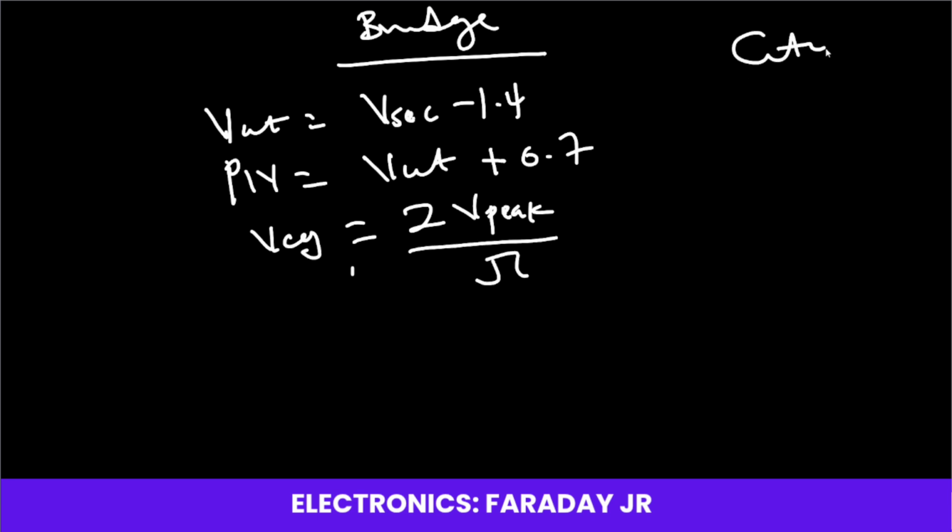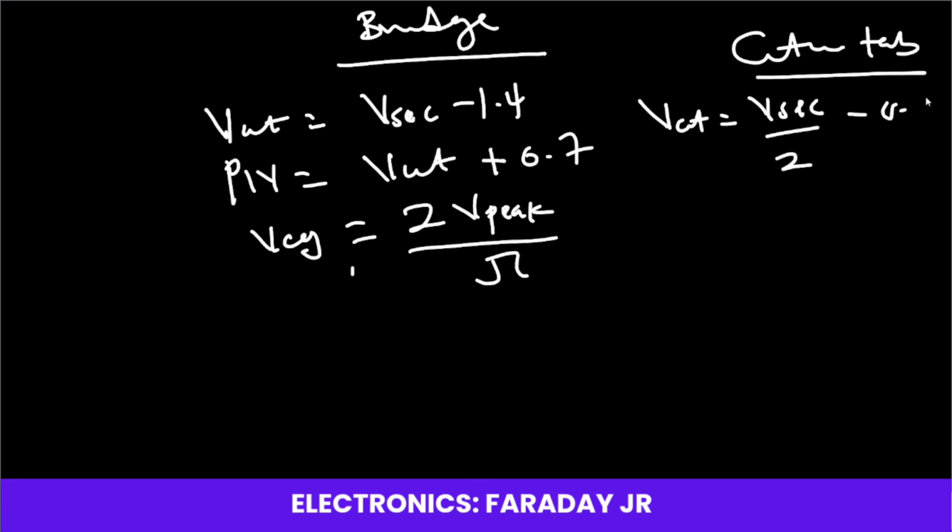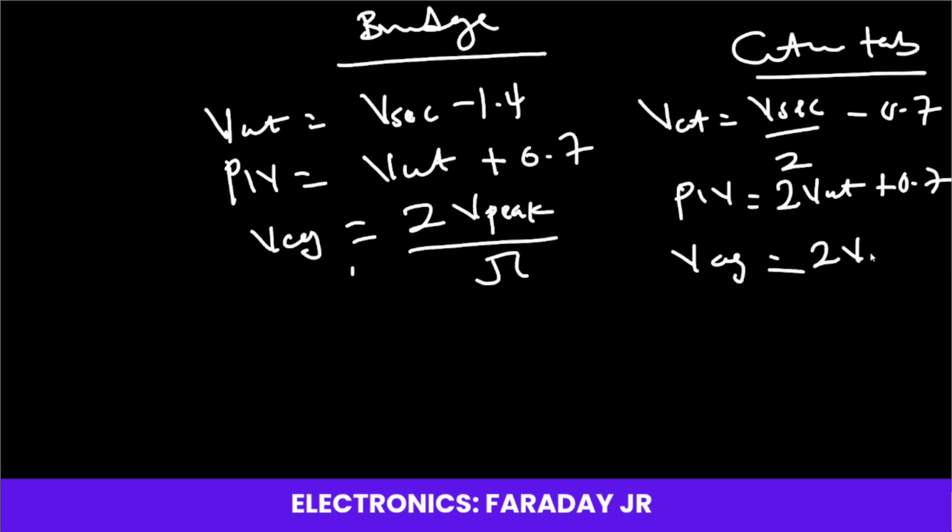Now let's move on to the center tap. For the center tap, V out is equal to V sec, but here we are dividing it by 2 because we are tapping at the center, minus 0.7. And that of the peak inverse voltage the diode must withstand is equal to twice the output plus 0.7. And finally, we have the V average, which is also the same, twice the VP because it's also full wave, all divided by pi.